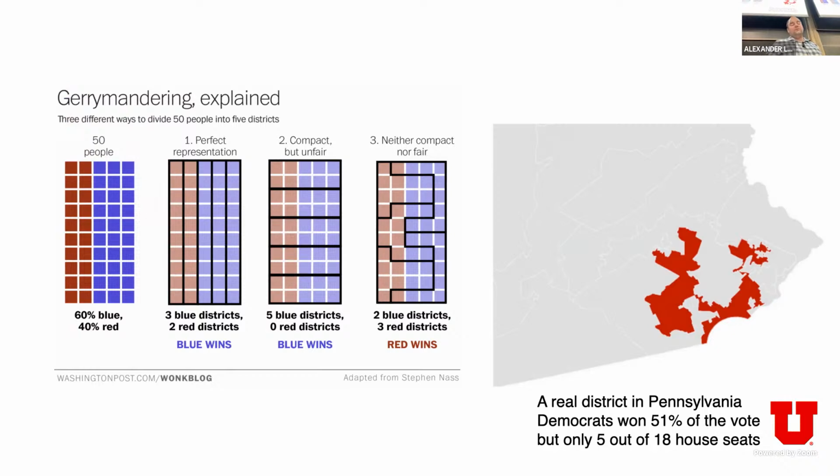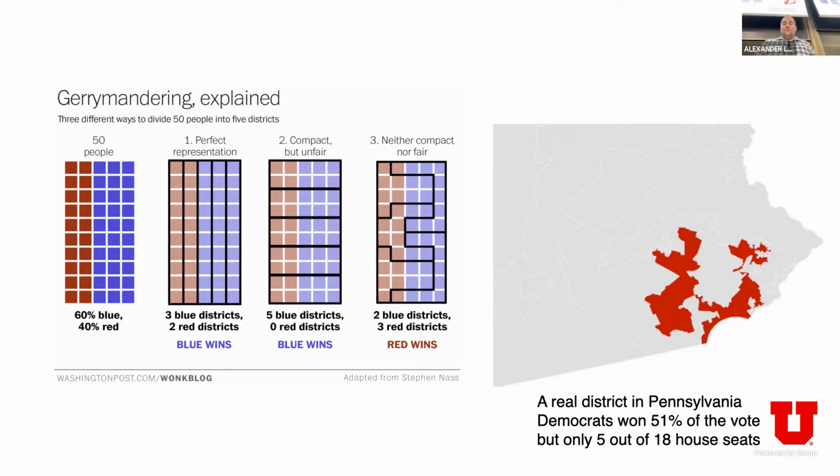So we get 3 blue districts and 2 red districts. Obviously, drawing something like this spatially is not possible, right? I could also draw something that is compact but unfair. Like here, for example, I've drawn the districts such that blue wins all of the districts and red wins 0 districts, even though red also has actually 40% representation in that particular unit, right?